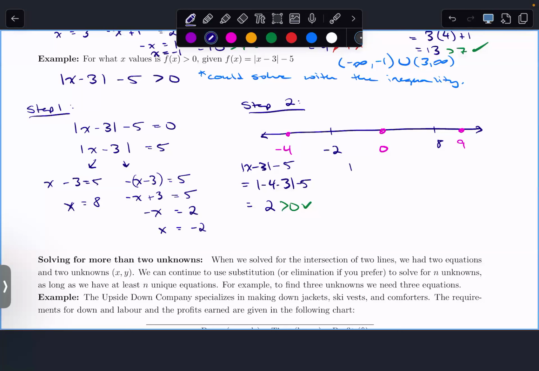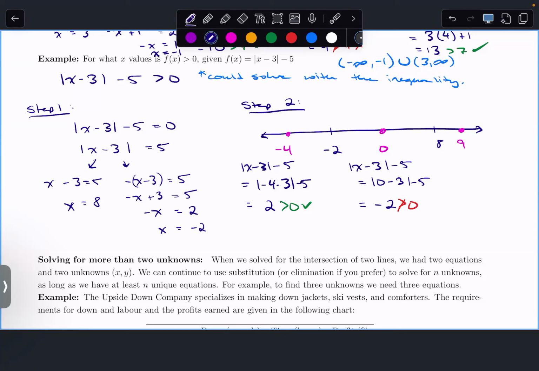Same thing for the next region, x minus 3 minus 5, or absolute value, sorry. Absolute value of 0 minus 3 minus 5. Negative 3 is 3, minus 5 is negative 2, which is not greater than 0. I'll use that.